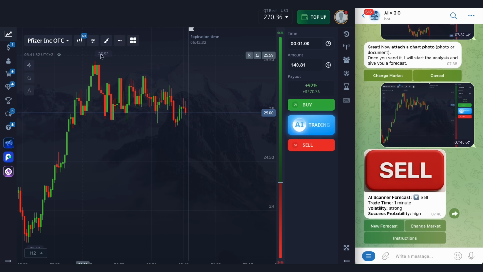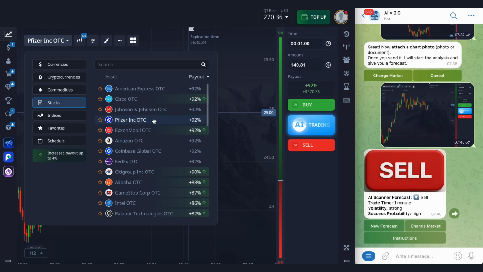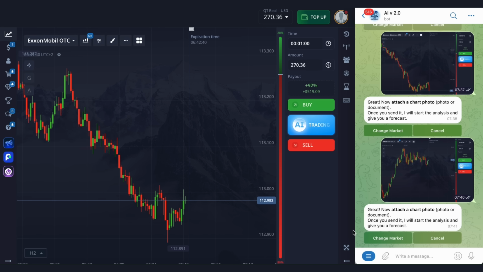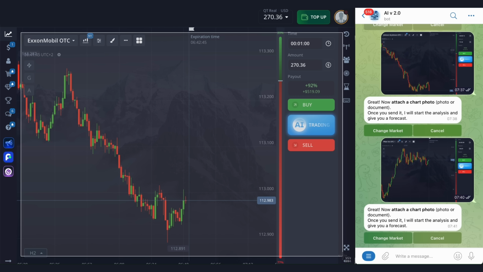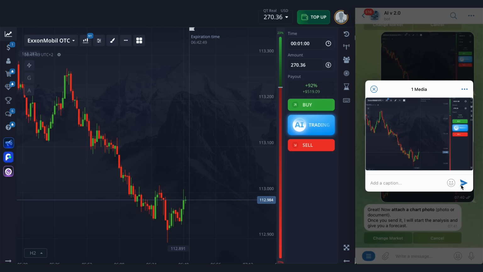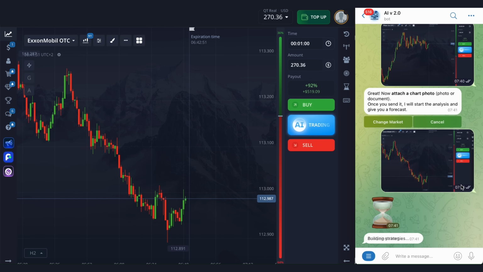Let's go ahead and hit the market with the next trade, which is gonna be on ExxonMobil OTC. ExxonMobil OTC maximum account balance risk. Let's go ahead and hit the market with our new forecast. Taking a very nice screenshot of ExxonMobil OTC. We're gonna go ahead and send it in for our AI screener to process it and analyze it and give us the forecast. It's studying candlesticks, and what is it gonna be?